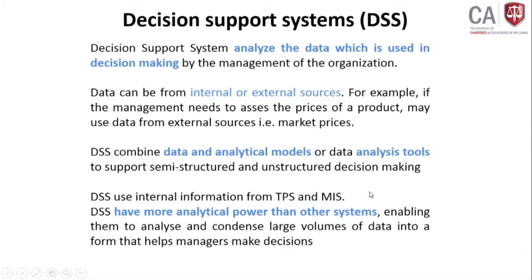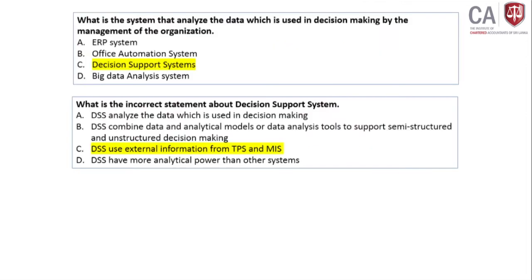So there are analytical tools embedded in the system. From those they analyze the data. That data will be provided to management to take decisions. So especially this is used for decision making. So we have a question: what is the system that analyzes the data which is used in decision making? See, the decision making word is used there. When there is a decision making word explained here, that has a link with the decision support system. So it's easy for you to select the answer from that.